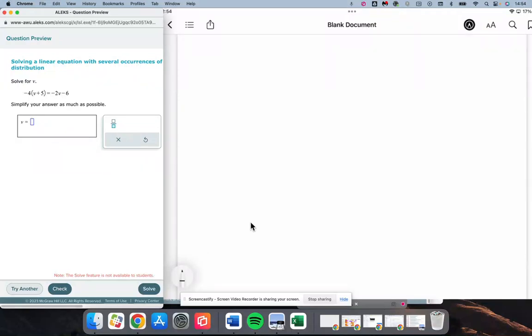Okay. Now this time we are going to have variables on both sides, and so again, just a little twist with the same exact process. And so -4 times v plus 5 is equal to -2v minus 6. Okay, we need to clean up both sides as much as possible, so distributive property on the left side is going to give us -4v plus a -20 equals -2v minus 6.